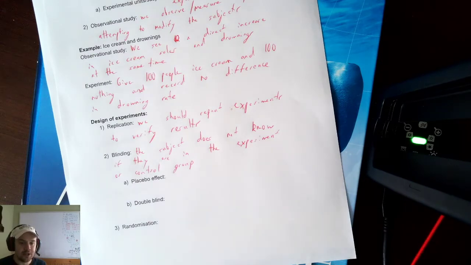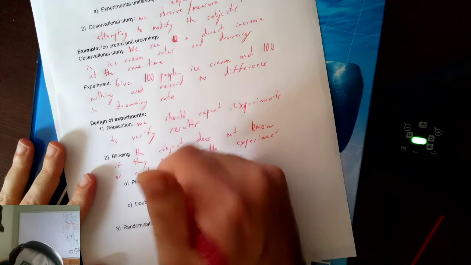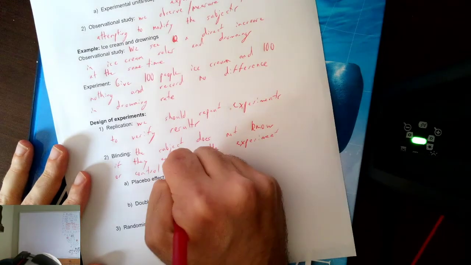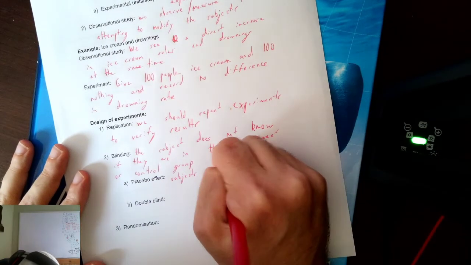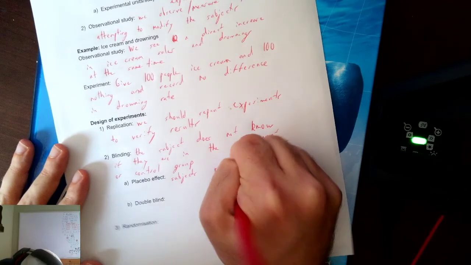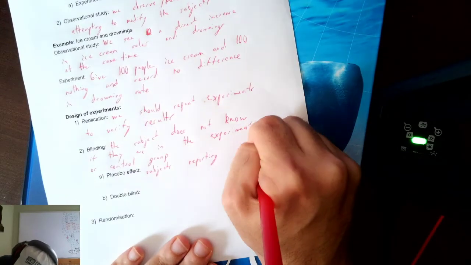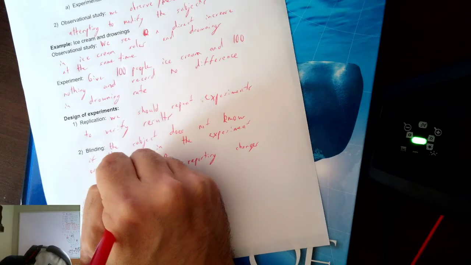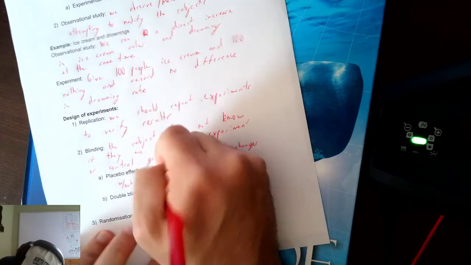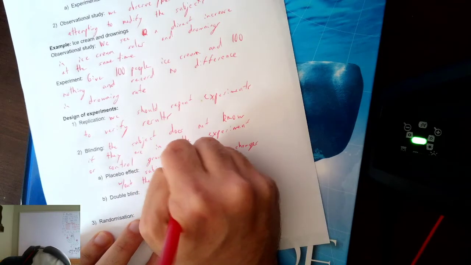The experiment group has something done to it. The control group is just monitored to get a baseline effect, right? So blinding, you don't know if you're a subject, you don't know if you're experimented on or not. And this is because of what's called the placebo effect. This is subjects reporting changes without the effect of the treatment.